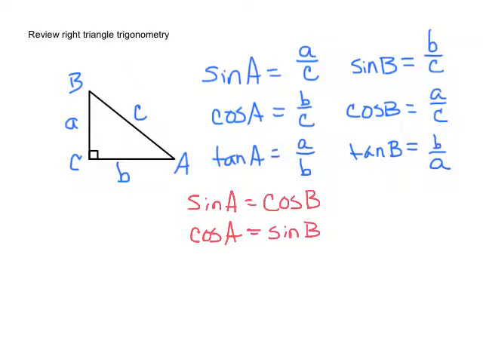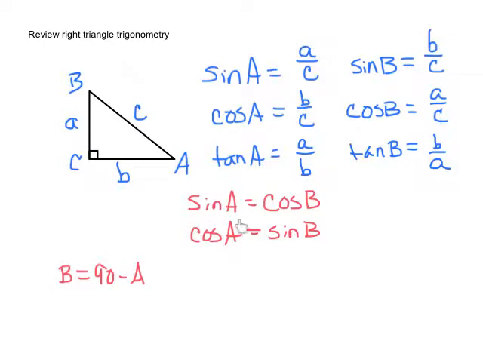Now, because we are in a right triangle, this angle is 90, which means A and B are always going to be complementary. So angle B is equal to 90 minus angle A. So we can set up another relationship here.